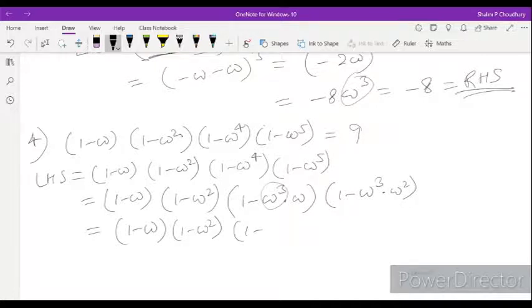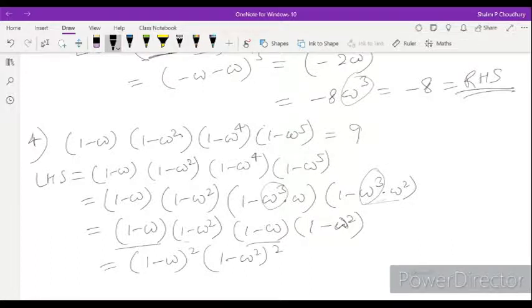So 1 − 1·ω will be 1 − ω, and 1 − ω³·ω², with ω³ equal to 1, so 1·ω² is ω², giving 1 − ω². Now next, (1 − ω) into (1 − ω) will be (1 − ω) whole squared, and (1 − ω²) into (1 − ω²) will be (1 − ω²) whole squared.